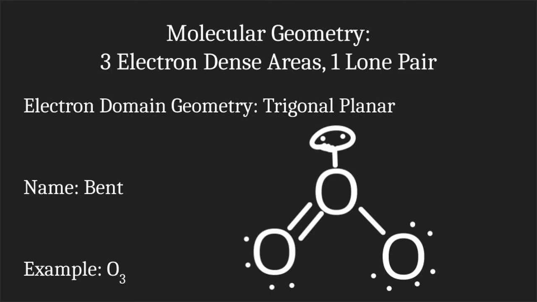So the first molecular geometry that we are going to talk about is when there are 3 electron-dense areas and 1 lone pair. Since there are 3 electron-dense areas, the electron domain geometry would be trigonal planar. But this particular molecular geometry is called bent, because the lone pair repels the two oxygens in O3.